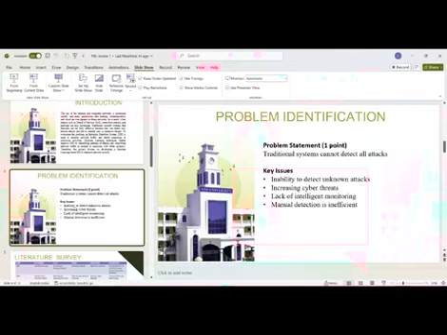Can you explain lack of intelligent monitoring? What intelligent monitoring is lacking or missed in traditional systems? The system only checks the basic rules, not analyzing the patterns. What are the patterns? It cannot learn new unknown attacks.